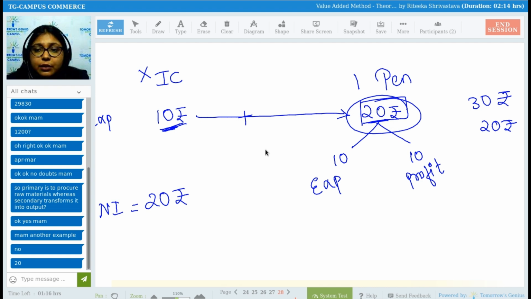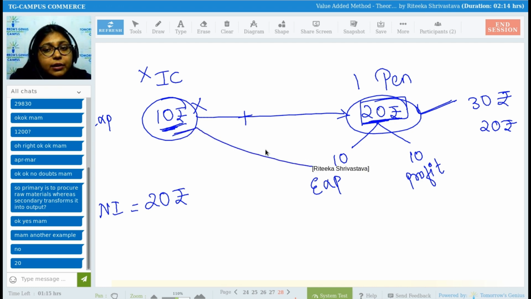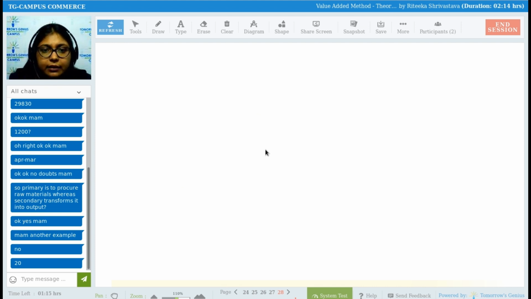If I take 30 rupees, then it will have this 20 rupees, that is the final value of the goods and services, as well as this 10 rupees, that is an intermediate consumption. So I don't have to include intermediate consumption while computing national income. I just have to take the value of final goods and services produced in the market. So I'll just take 20 rupees and not 30 rupees. Because in this 20 rupees, the value of intermediate consumption has already been included. If I include it once more, then it will lead to the problem of double counting. That is wrong.